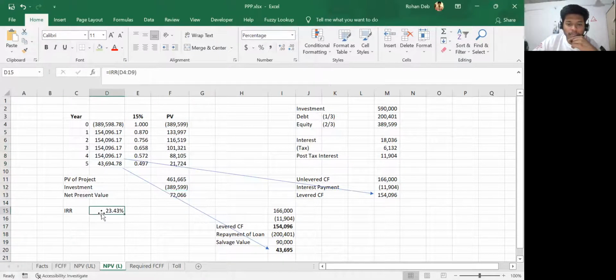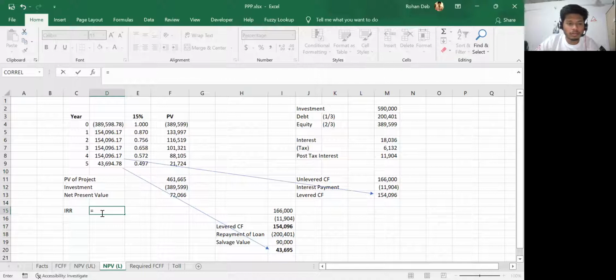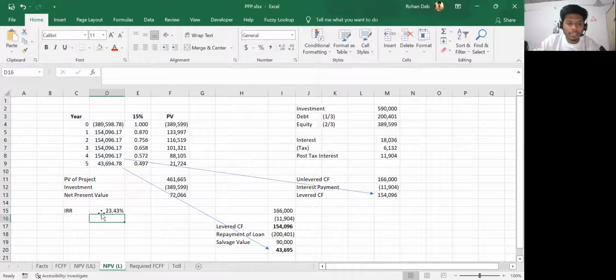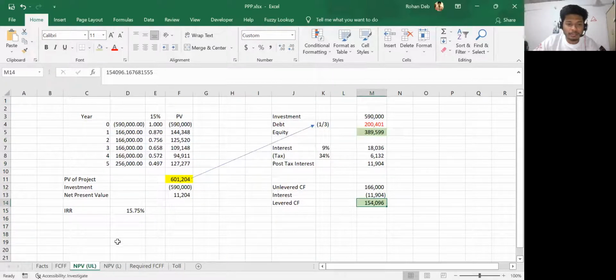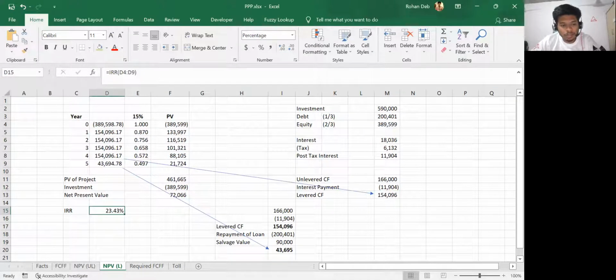Now if I do an IRR of this, that comes to 23.4943, which is obviously higher than 15.78. So always, if you're taking a loan, your shareholders will also want more. Okay, so that's fine. FCFF. Now this is my IRR calculation done.